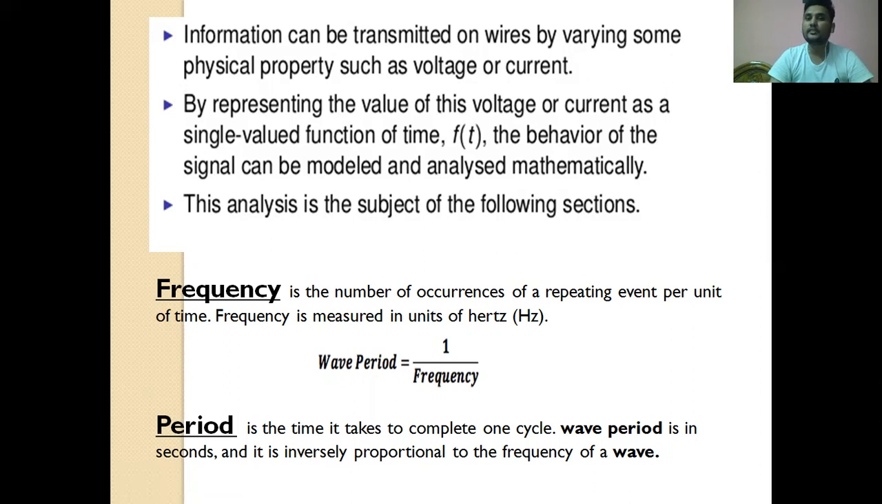Here the frequency is the number of occurrences of a repeating event per unit of time. Frequency is measured in units of hertz. So the wave period is equal to 1 by frequency. Please note it down, this is very important. The wave period is equal to 1 by frequency.